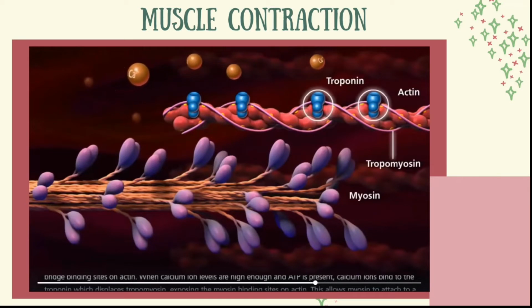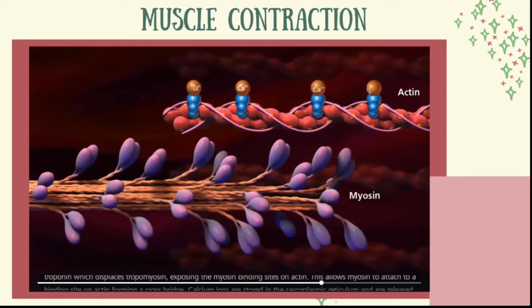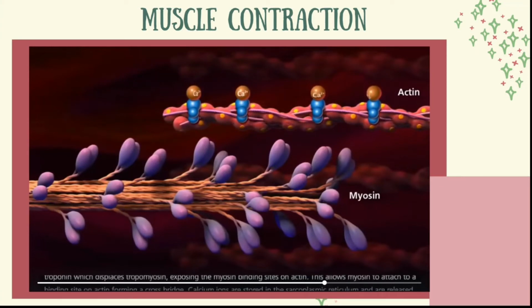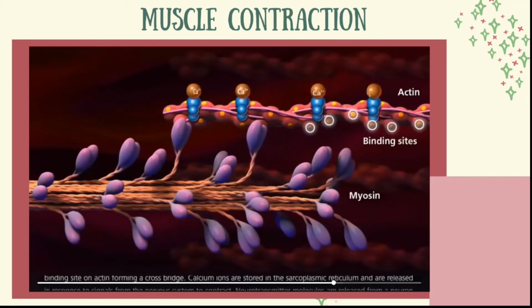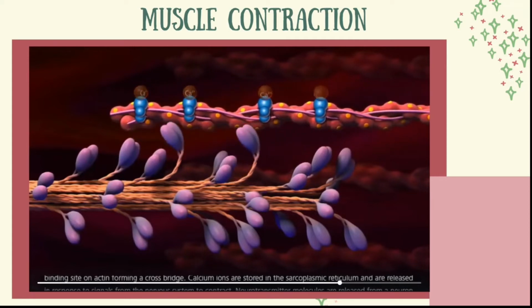When calcium ion levels are high enough and ATP is present, calcium ions bind to the troponin, which displaces tropomyosin, exposing the myosin binding sites on actin. This allows myosin to attach to a binding site on actin, forming a cross bridge.